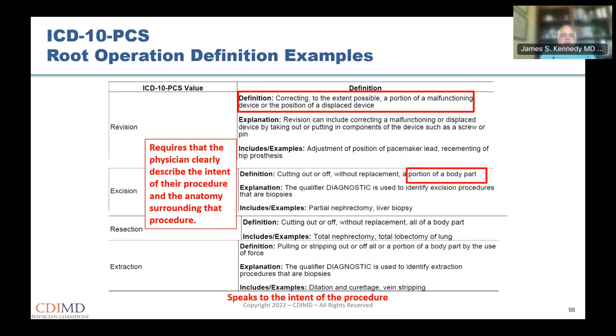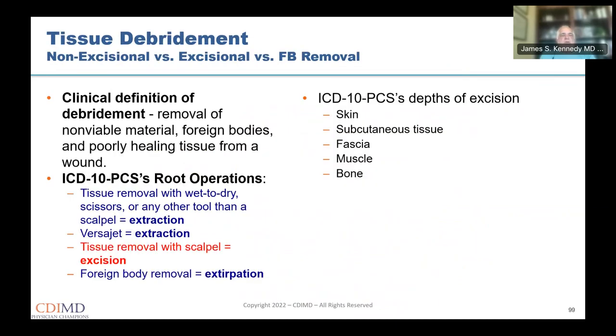Notice that there's excision, which is a portion of a body part. There's resection, which is the removal of all of a body part. And then we have extraction, which is the pulling or stripping of a body part by the use of force. Where this comes into play is in tissue debridement. Tissue debridement is the removal of non-viable material, foreign bodies, or poorly healing tissue from a wound, of which in ICD-10 there are different root operations of extraction, excision, and the like.